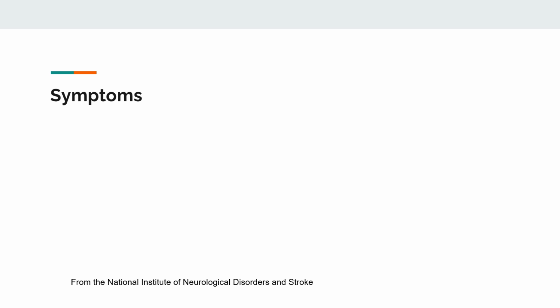So we've talked a bit about what we may see on imaging or at the physiologic level, but what do we see when we talk to and examine the patient? The following list is a sample of some of what we may see from the National Institute of Neurological Disorders and Stroke. Headaches are a fairly unsurprising symptom.